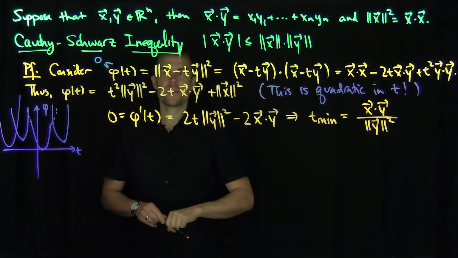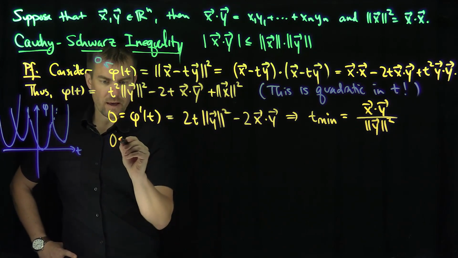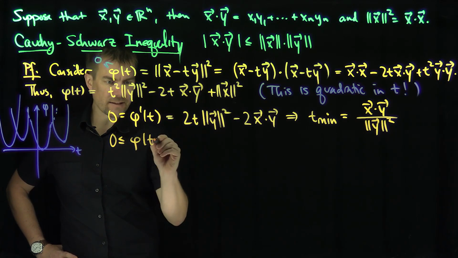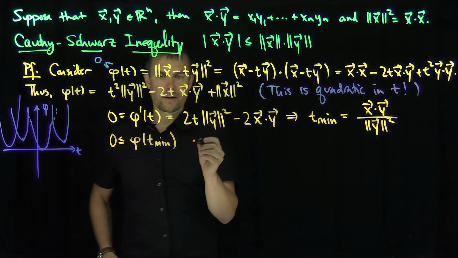Okay, excellent. Now let's plug this into the expression over here. So therefore, 0 is greater than or equal to phi at t min. Okay? Now what is phi going to be at t min? Well, let's just plug it into the expression.